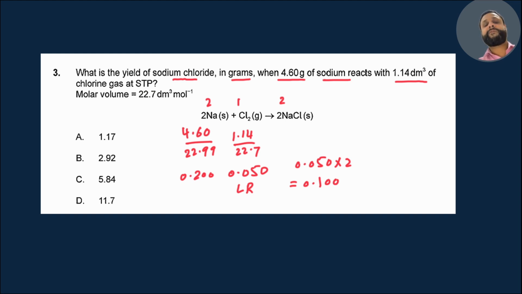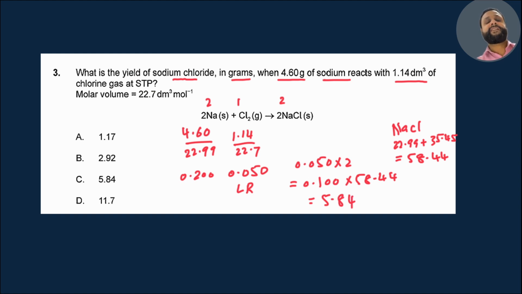And the molar mass of sodium chloride is 22.99 plus, looking in the periodic table, Cl is 35.45, and that will be 58.44 gram per mole. So if we multiply the moles of sodium chloride by 58.44, that will give us the mass, which is 5.84. Hence option C is the correct answer. So, a limiting reactant question.